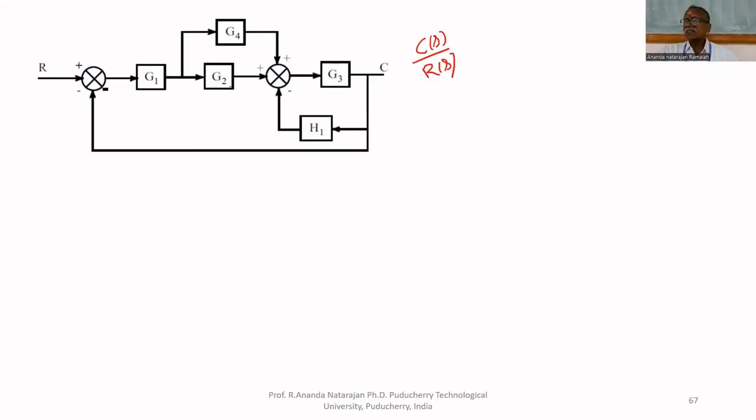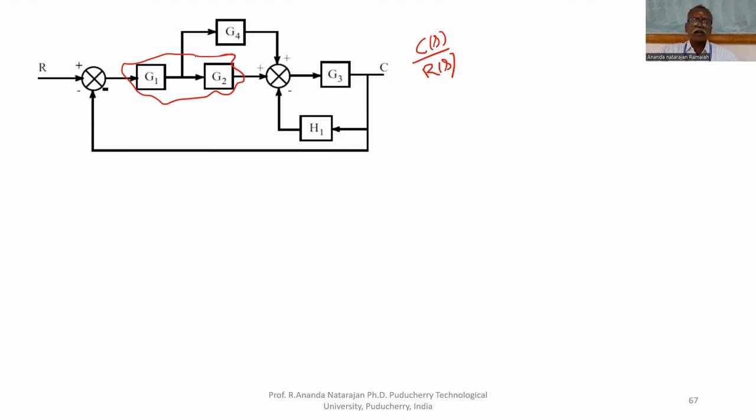So what is the first step? We have to look at the innermost part. This is the innermost part. In the innermost part, we cannot multiply these two blocks. Why? Because a takeoff point is there. That's why we cannot multiply these two.